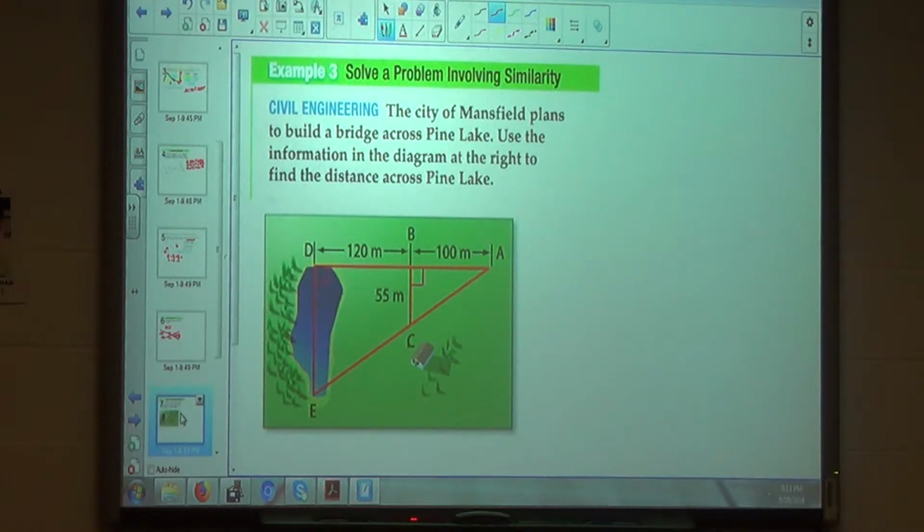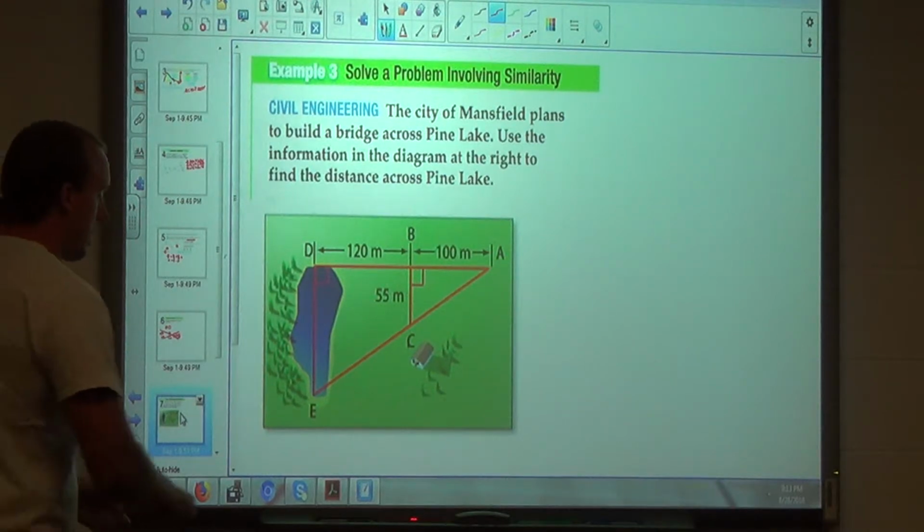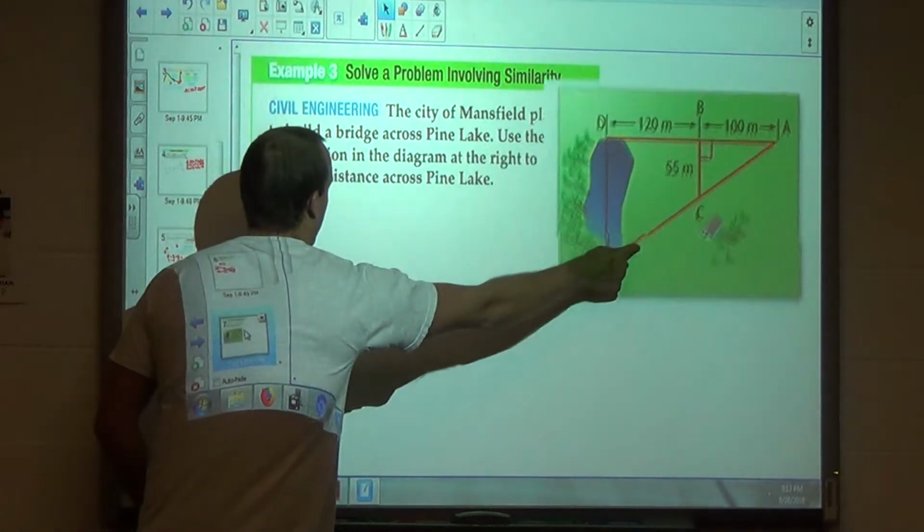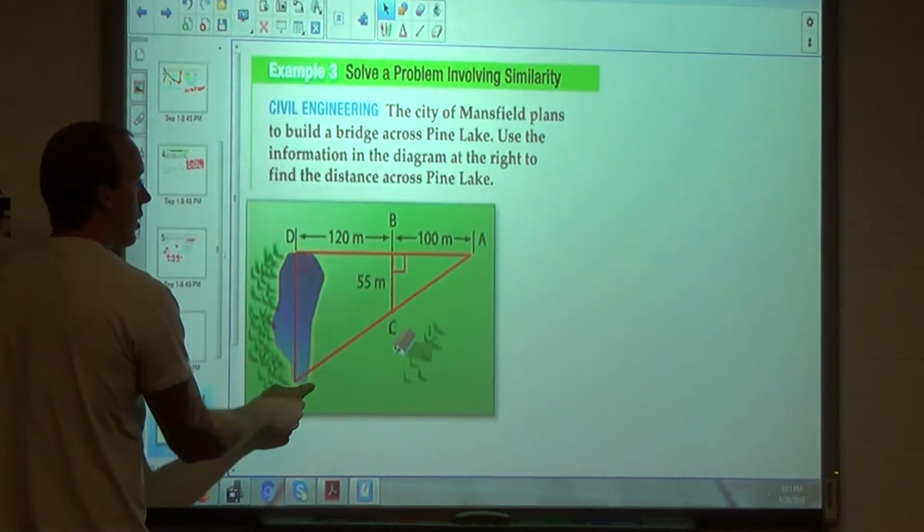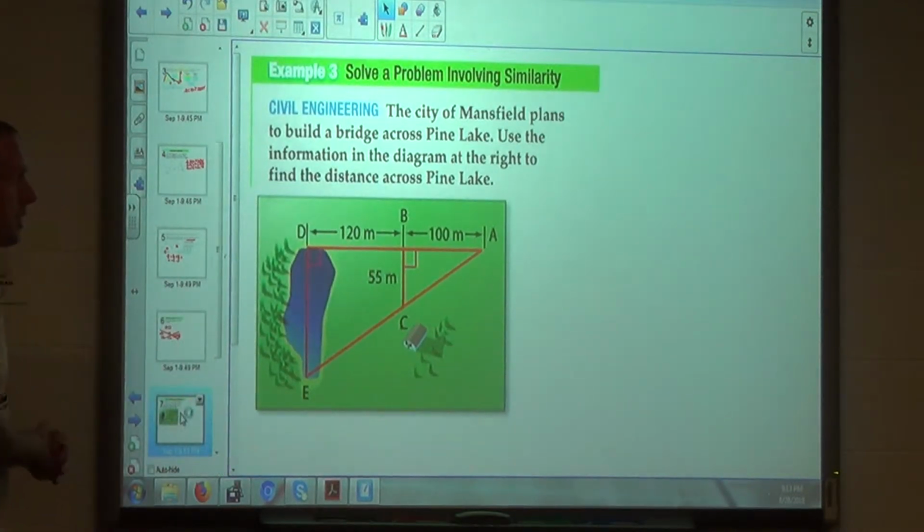So it says, solve a problem involving similarity, civil engineering. The city of Mansfield plans to build a bridge across Pine Lake. Okay, this right here is Pine Lake. Use the information in the diagram at the right, and the reason why it says at the right is because this picture used to be over here, but I have now moved it down here so I can do some work, to find the distance across Pine Lake.